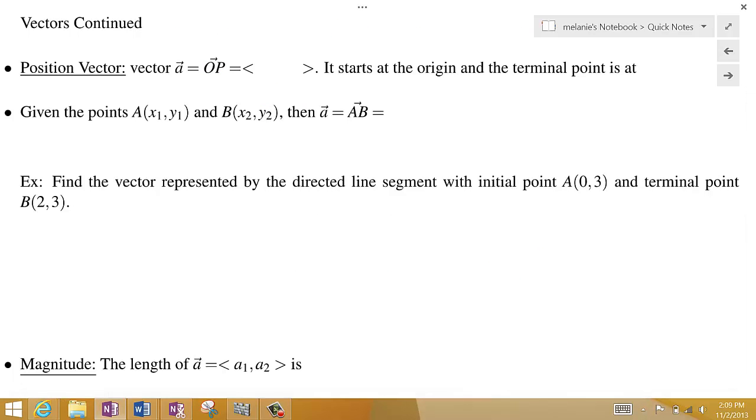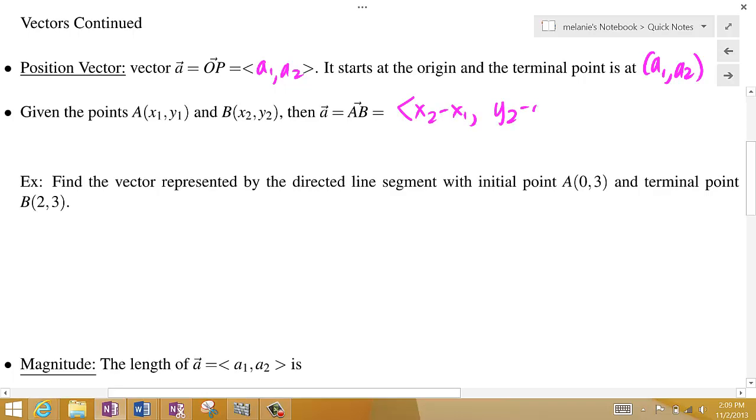A position vector is a vector that starts at the origin and has a terminal point somewhere else. So I can say vector A that goes from O to P, where O is the origin, and ends at some point P. Maybe I can label it like I did before, A1, A2. It starts at the origin and the terminal point is at the point A1, A2. So if I have a vector going from point A to point B, where A has the coordinates x1, y1, and B has the coordinates x2, y2, then I can write vector AB as x2 minus x1, comma, y2 minus y1.